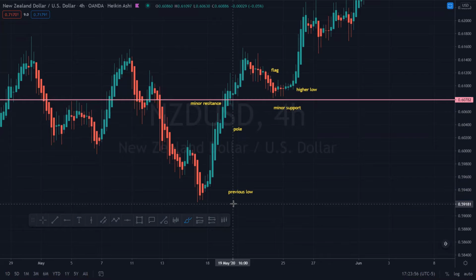Dre, just for my understanding, if you go to the left a little bit, where the wick is in the color green, can you just explain that to me? What took place there?